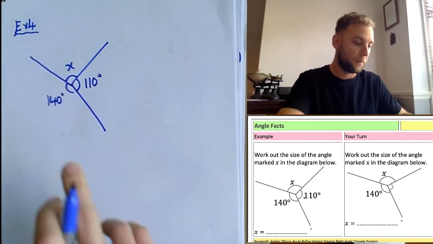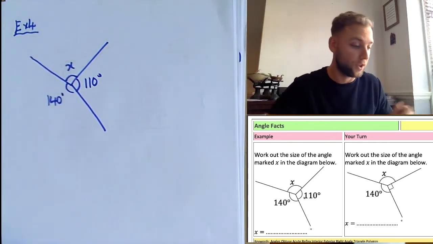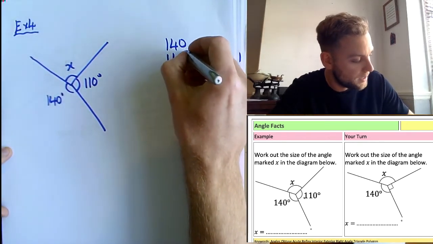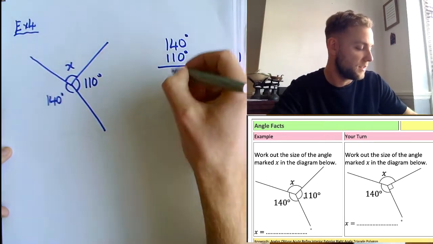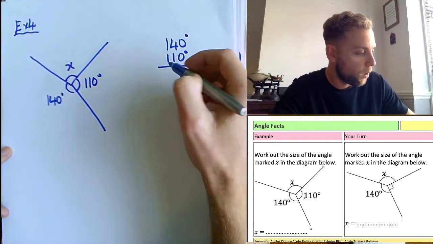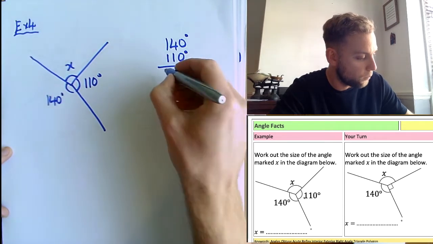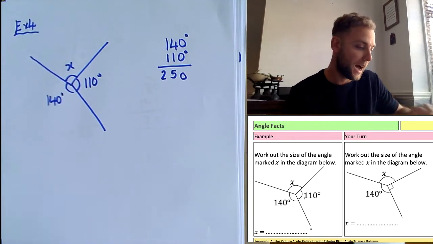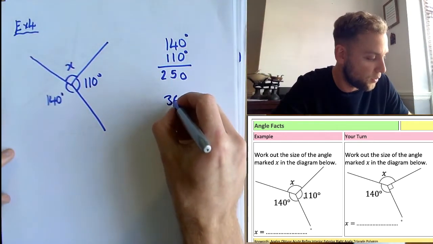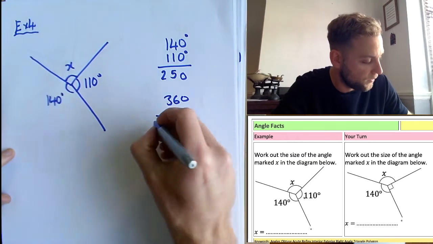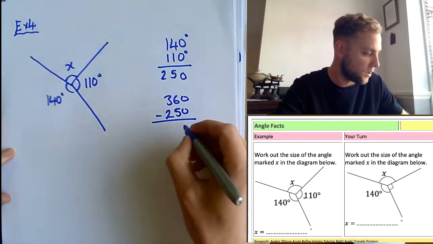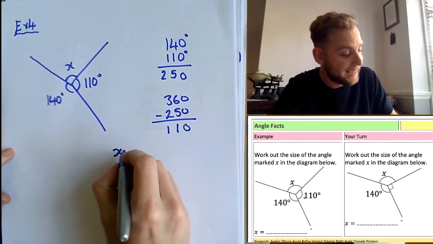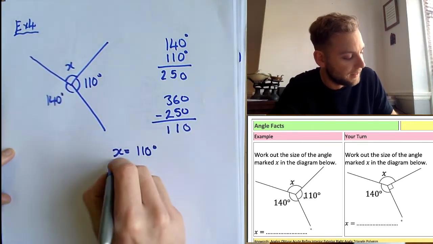So with this one, I'm going to add these together, and I know that they sum to 360. So 140 plus 110. The 0 plus 0 is nothing. 4 plus 1 is 5, and 1 plus 1 is 2. So these two angles here sum to 250. I know that the total sum to 360, so 360 minus 250. The 0 take away 0 is nothing. 6 take away 5 is 1. 3 take away 2 is 1. So I know that x is equal to 110 degrees.